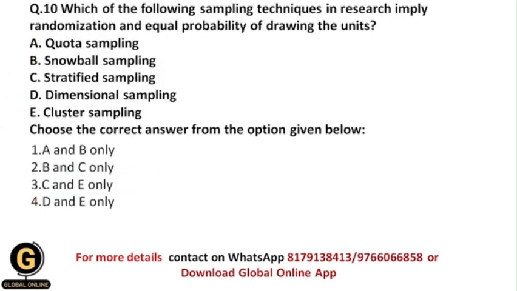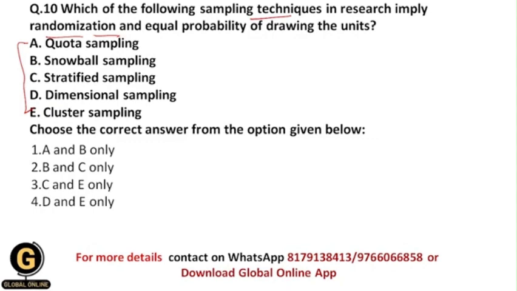Next is: which of the following sampling techniques in research imply randomization and equal probability of drawing the units. So here they have asked which sampling technique gives equal probability of getting selected to all the participants. Basically all the participants have the equal probability to get selected in the study, so here we use the randomization formula to select the different participants.